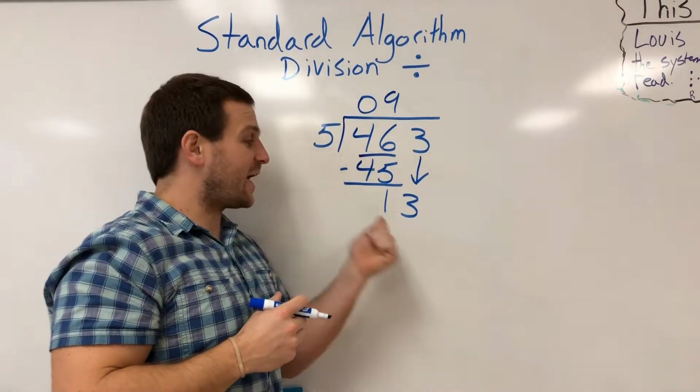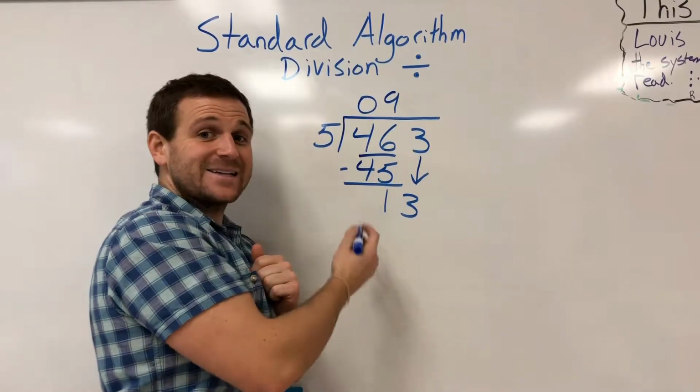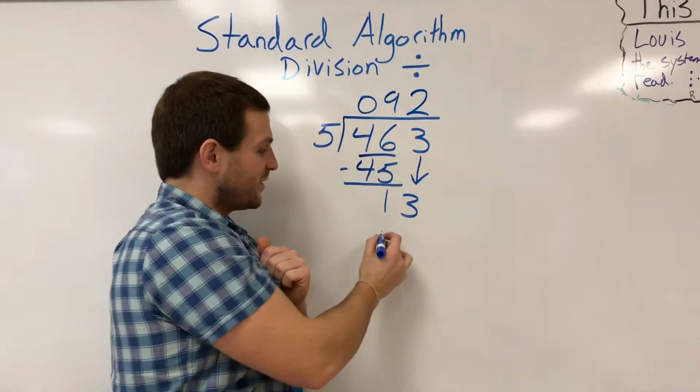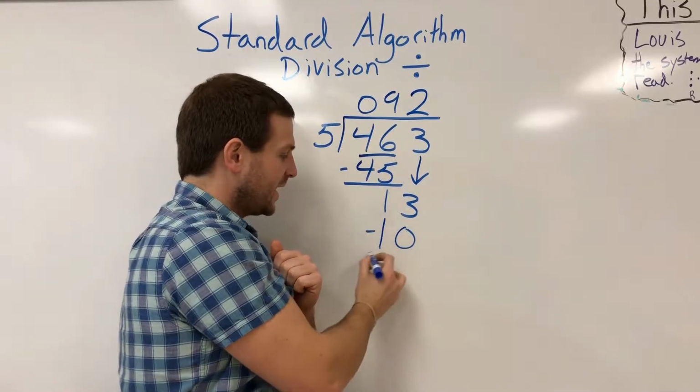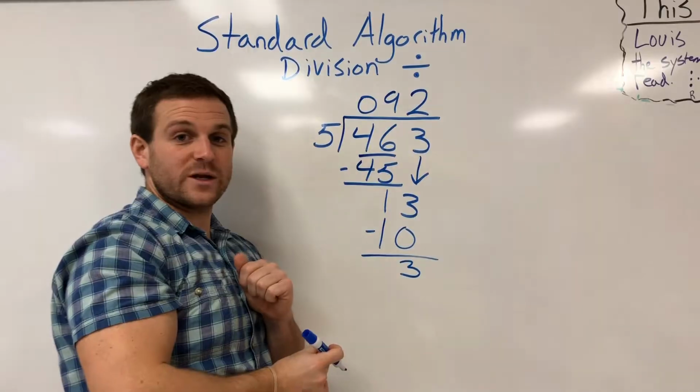I want to see how many times 5 will go into 13. So I do 5 into 13, and it does go in 2 times. So I put my 2 up there. 2 times 5 is going to give me 10. Again, I subtract to find out what's left over, which is 3.